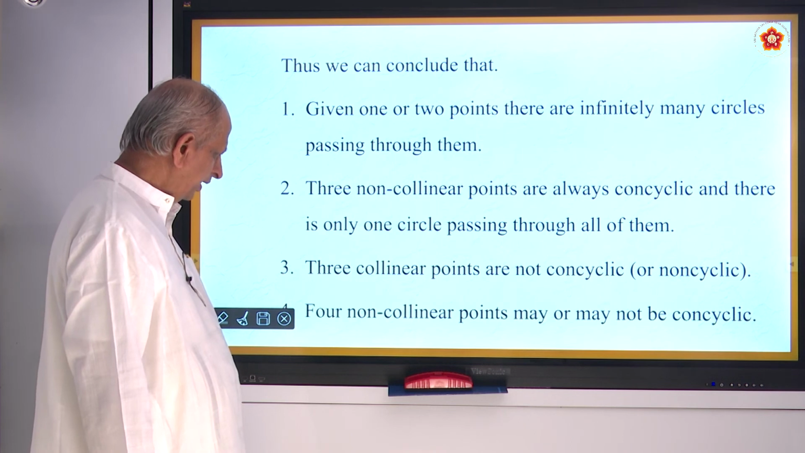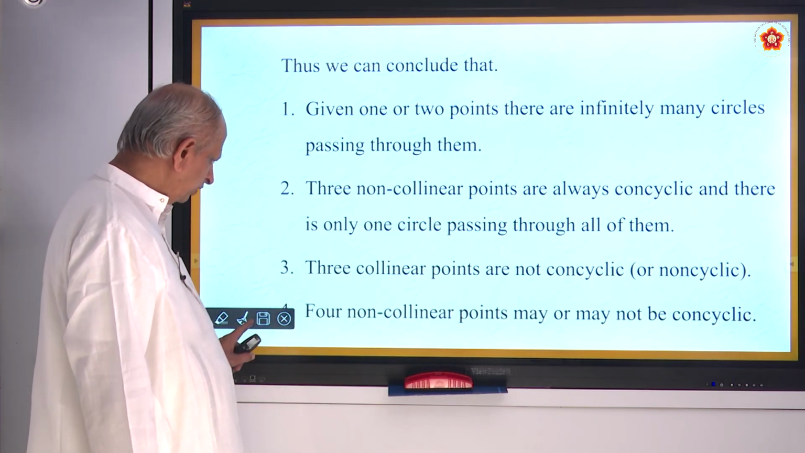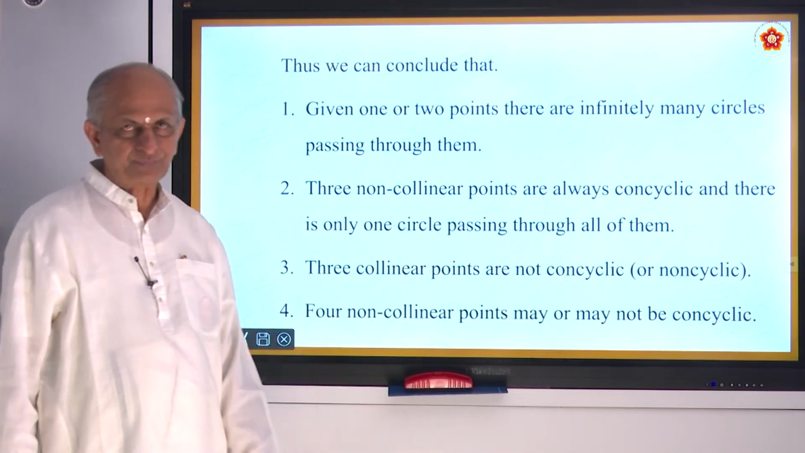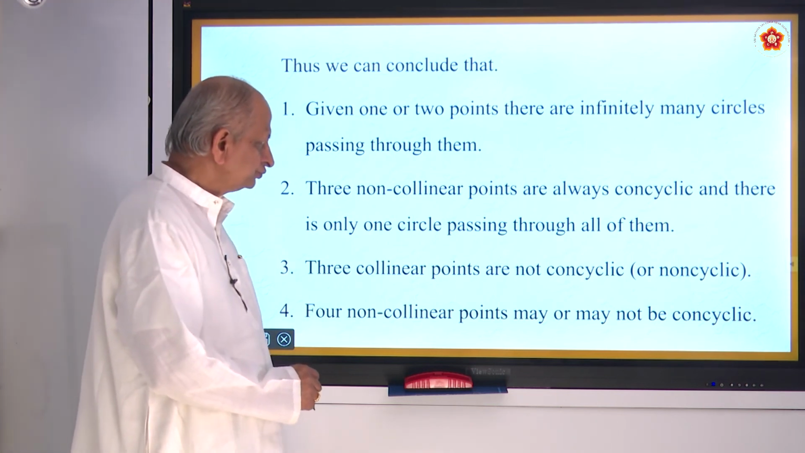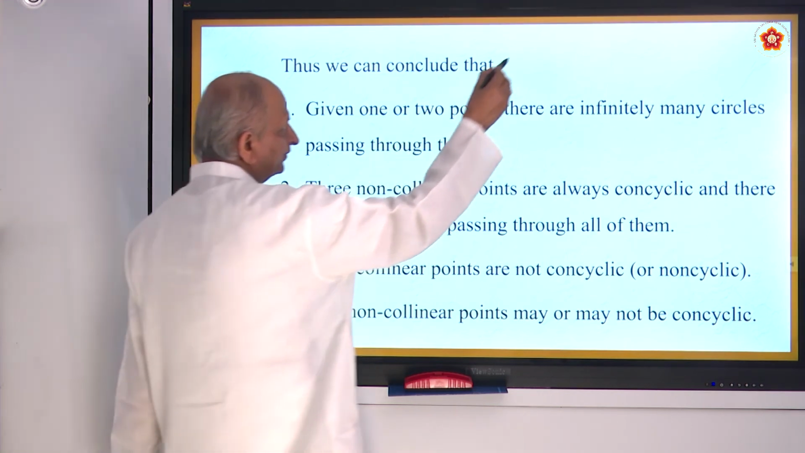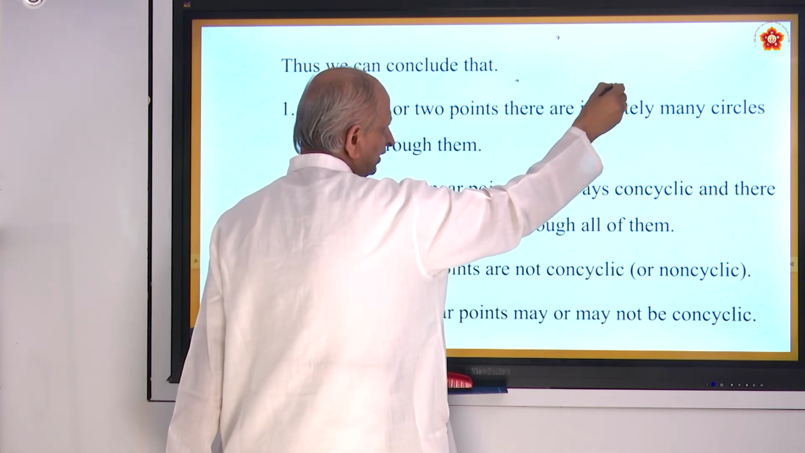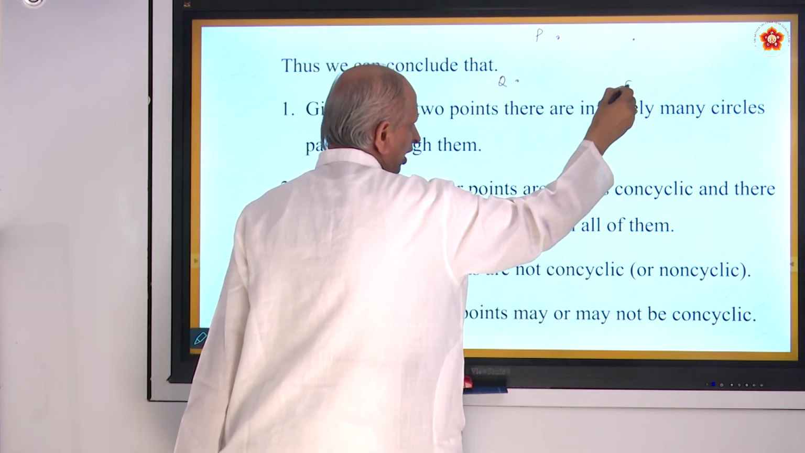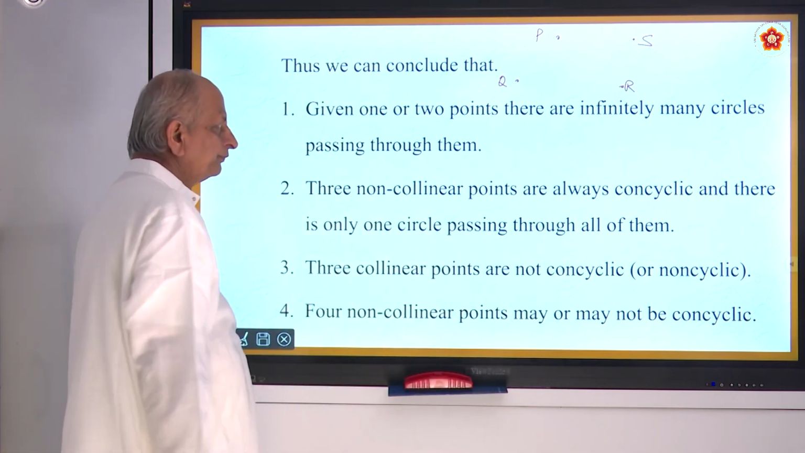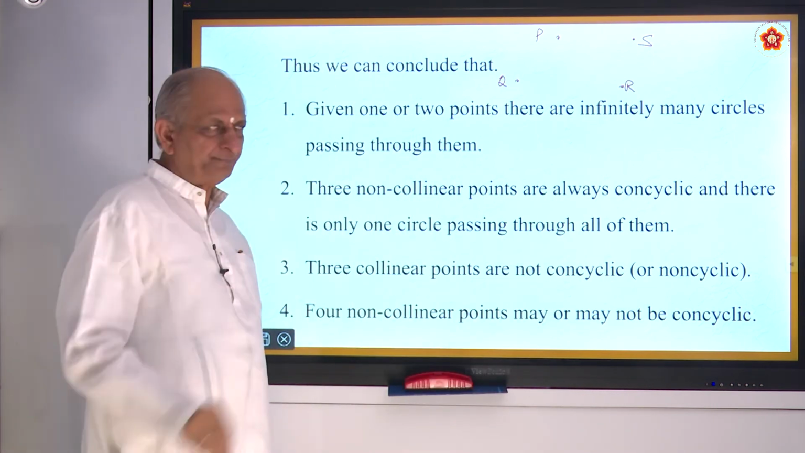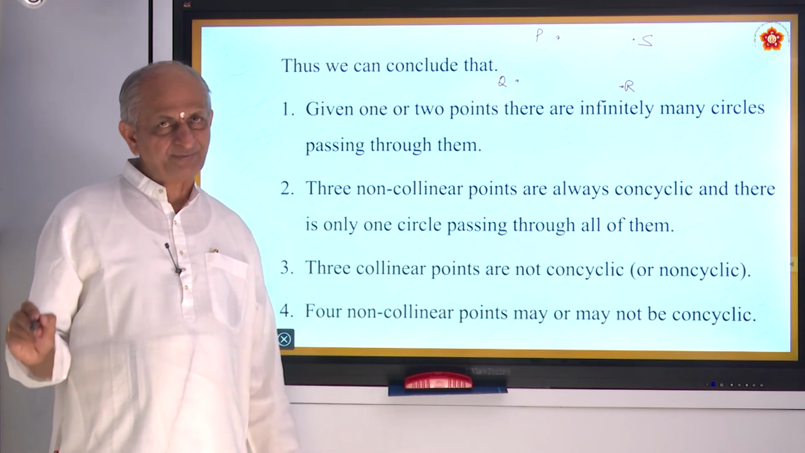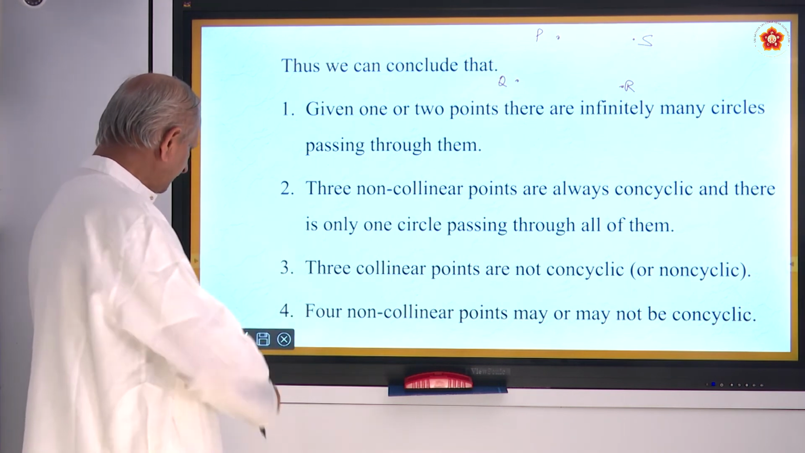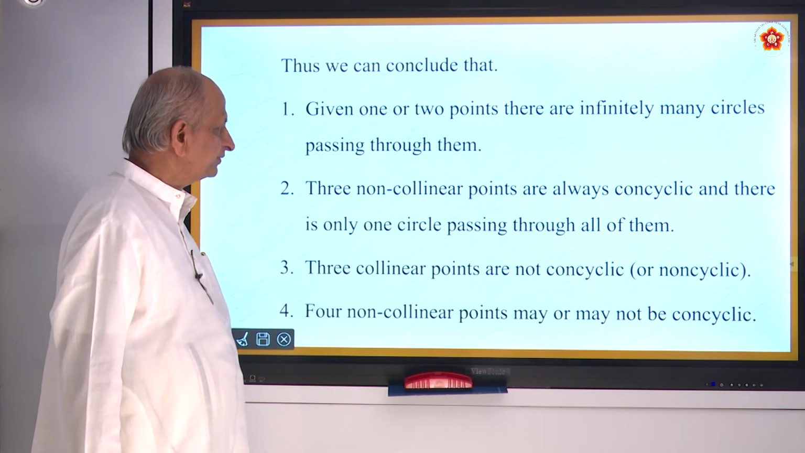And lastly, 4 non-collinear points may or may not be concyclic. 4 means what? So suppose you have points like P, Q, R, S. I have shown it already once. Suppose you have these 4 points P, Q, R. They are called non-collinear points. A circle may pass through all of them, or some of them, 1 or 2 like that. So that is the meaning. We have already seen the figure. So these are the results of this.